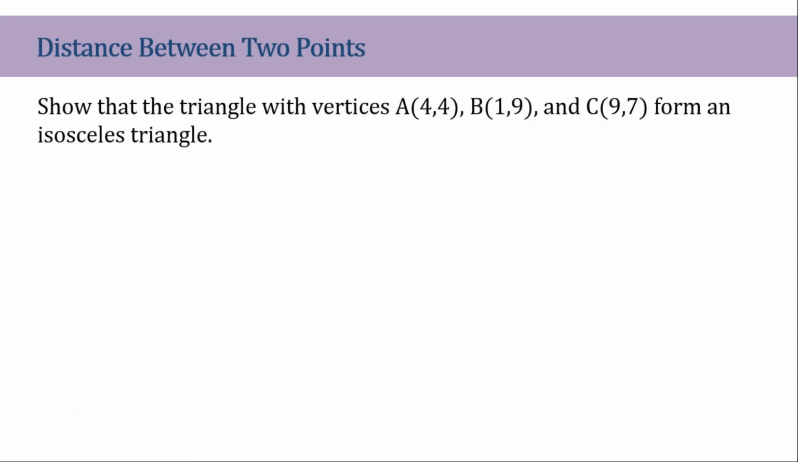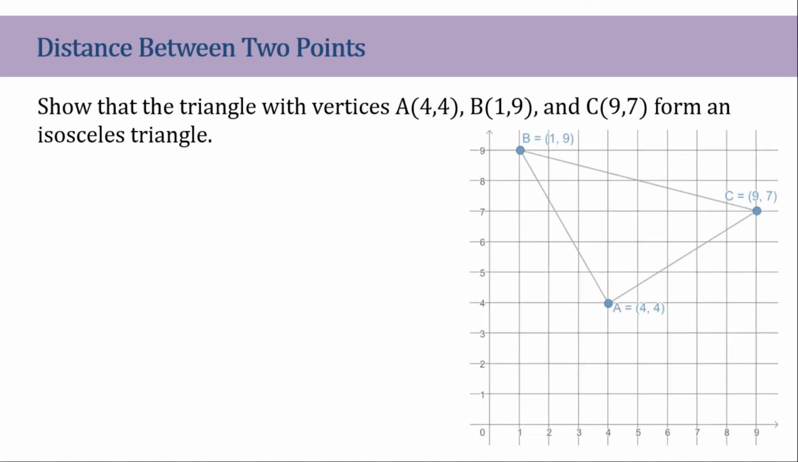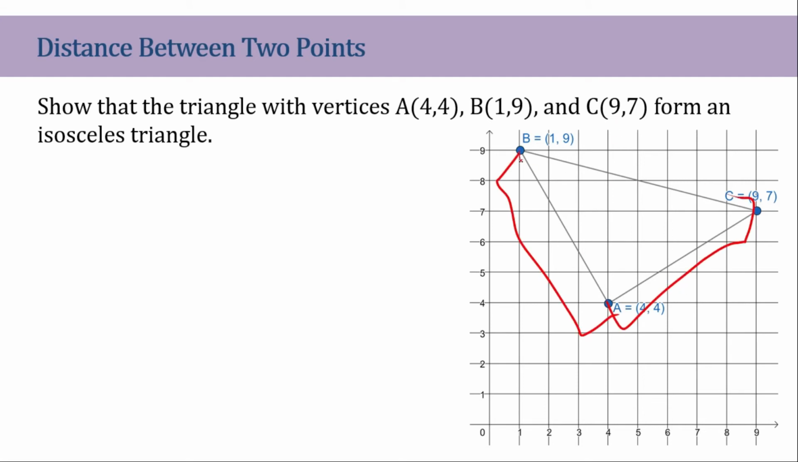Another problem is this. Show that the triangle with vertices (4, 4), (1, 9), and (9, 7) form an isosceles triangle. An isosceles triangle is a triangle that has exactly two equal sides. So we need to find the distance between AB, AC, and BC. Because if we found out that only two sides of these triangles are equal, then it is an isosceles triangle.